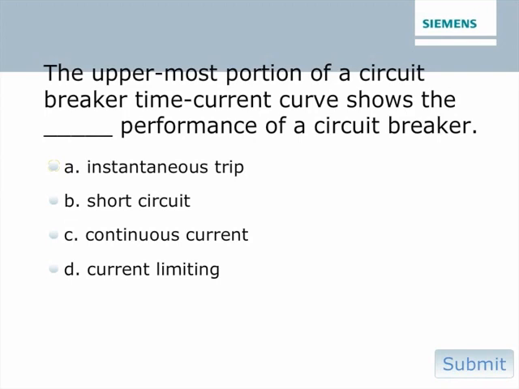Question 8. The uppermost portion of a circuit breaker time current curve shows the blank performance of the circuit breaker. Is it A, instantaneous trip, B, short circuit, C, continuous current, or D, current limiting?